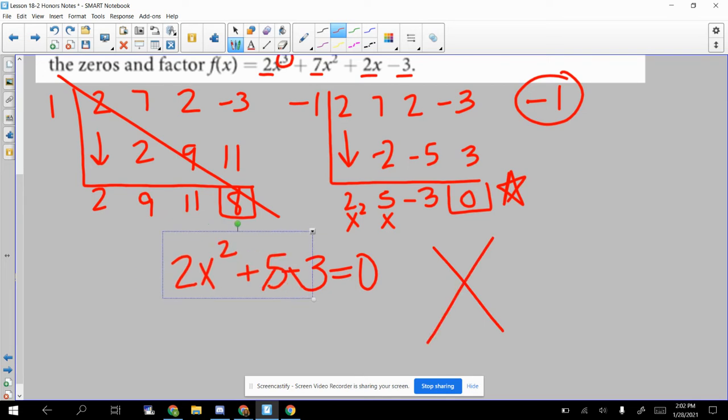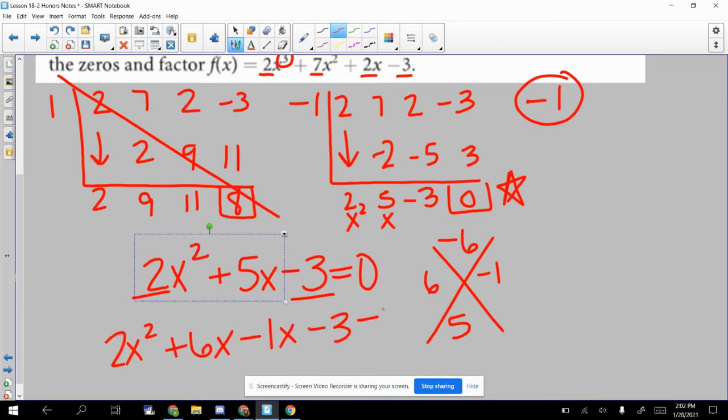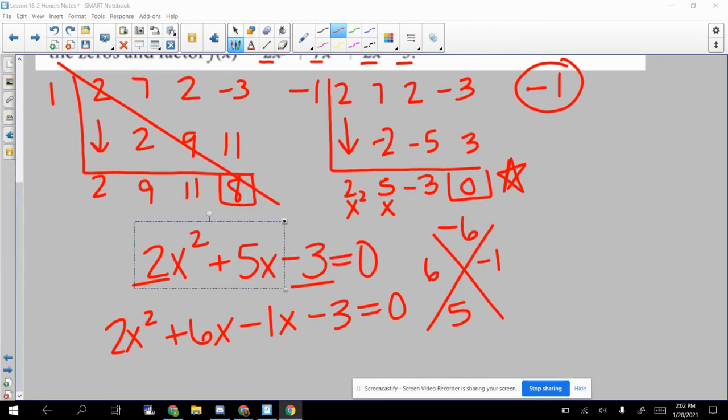So remember 2 times -3 is -6, then bring down the 5. What two numbers multiply to give you -6 that add to give you 5? 6 and -1. So then remember, we do have a lead coefficient here, so we do have to plug those back in. So 2x squared plus 6x minus 1x minus 3 equals 0. And then here I would do my grouping method.